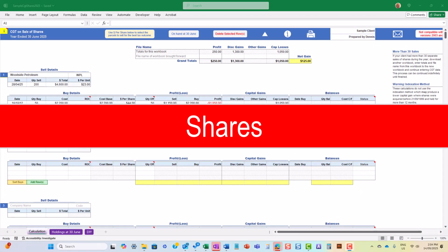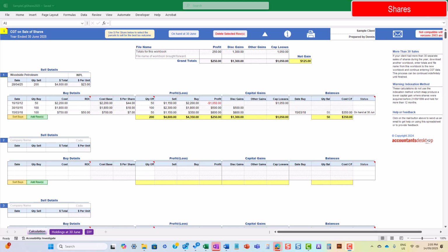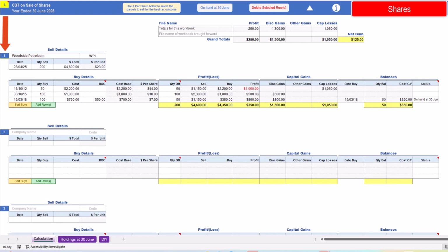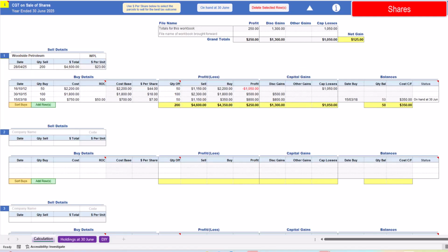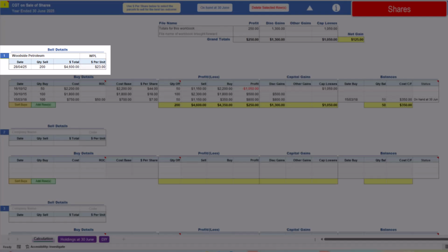This is our CGT workbook to use for the sale of shares, with some sample data already loaded. The worksheet has numbered calculation blocks, and a separate block should be used for each sale. At the very top of the worksheet, there's a summary of sales entered below, and underneath, each block is split into 5 sections. The first section is where you enter selling details.